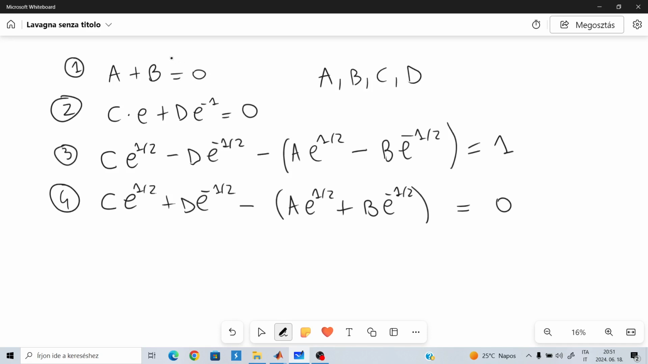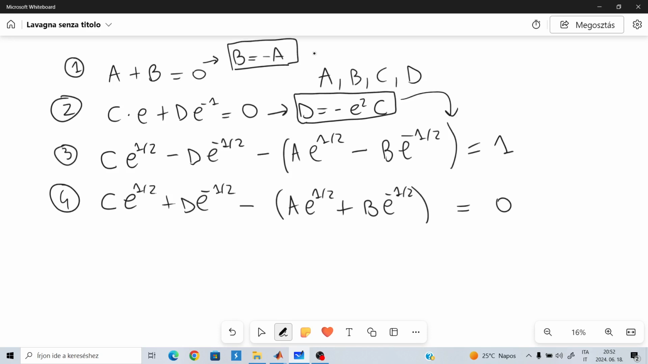If you want, you can solve these two first. For example, you can solve for b equal to minus a, and then here you can solve for d, which is equal to minus e squared times c, and then you can substitute them in the two equations below, and then you have a linear system which is easy to solve.